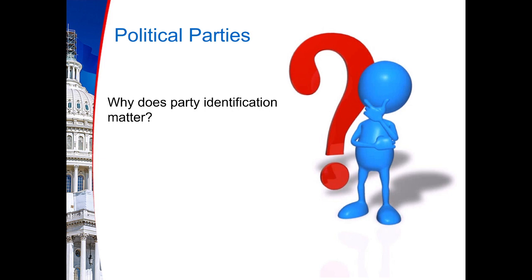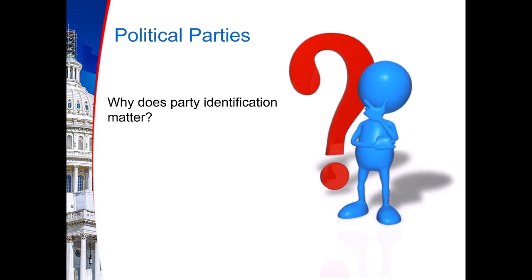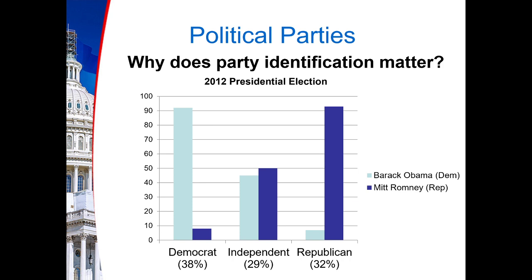Okay, so why does party identification matter then? Why does partisanship matter? Well, if you identify as a particular political party, one of the things that you'll realize is that you're more likely to vote for that party's president, which seems to be common sense, but it helps to understand the way presidential election outcomes happen. So let's take a look at this 2012 presidential election with Mitt Romney and Barack Obama.